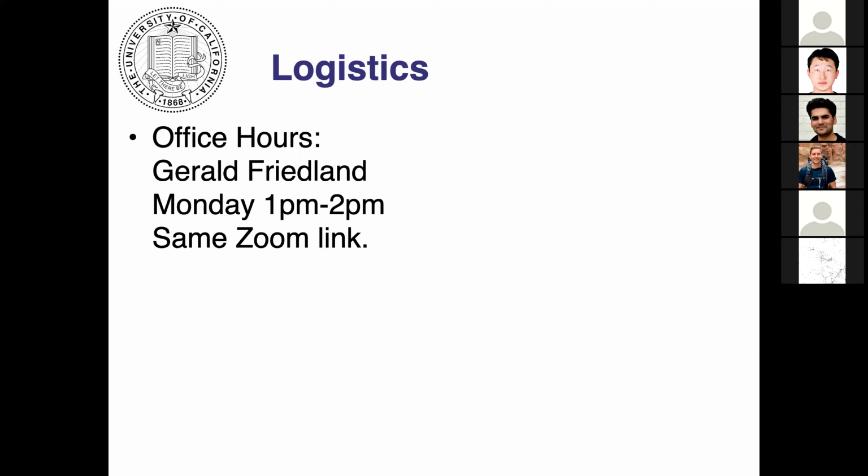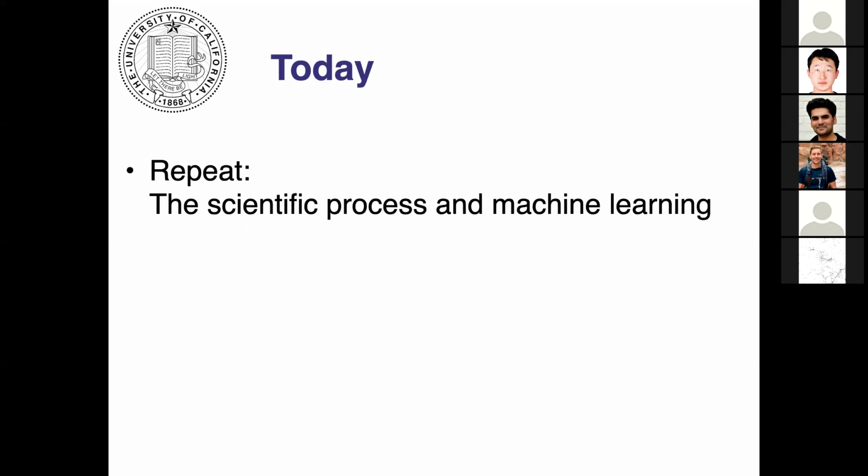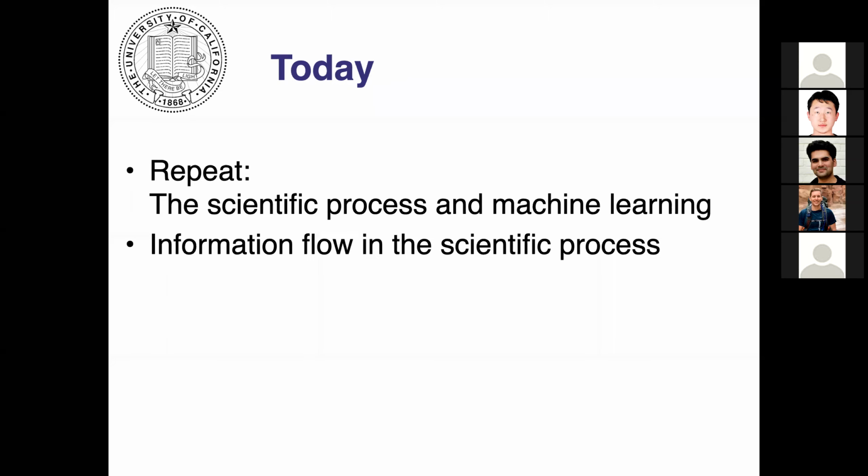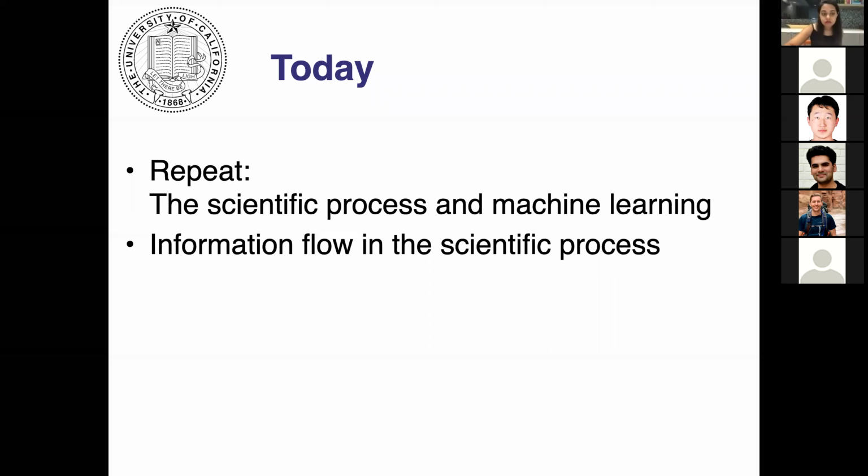Now, where are we? Here we go. Today we're going to talk about the scientific process in machine learning. And we're going to talk about the information flow in that scientific process, because that's actually how you understand how to design machine learning experiments, at least according to how I do it.